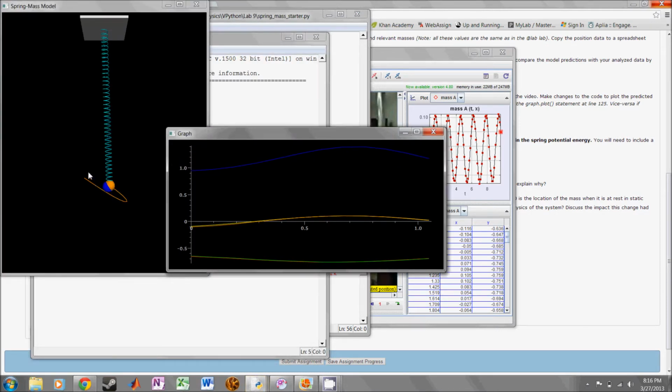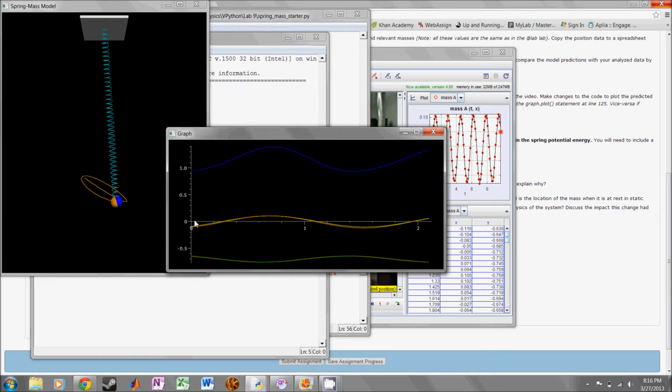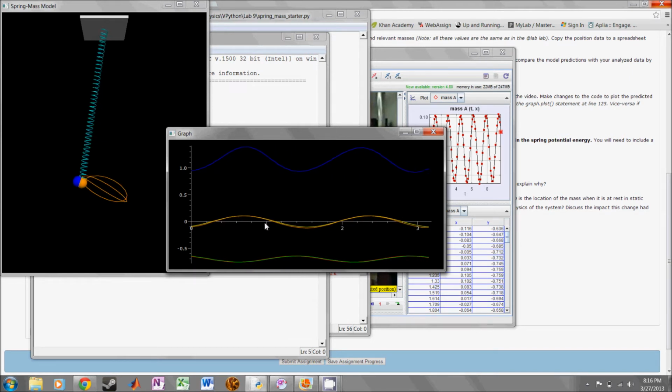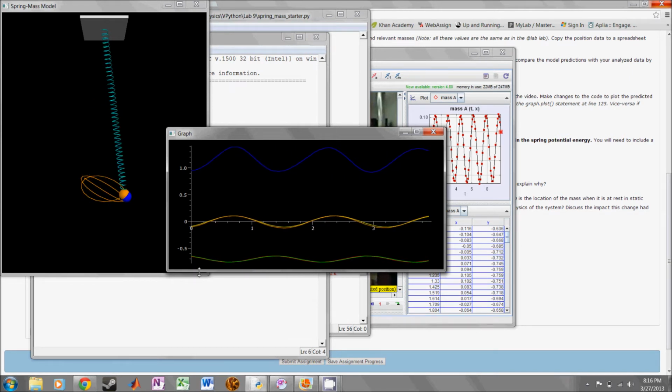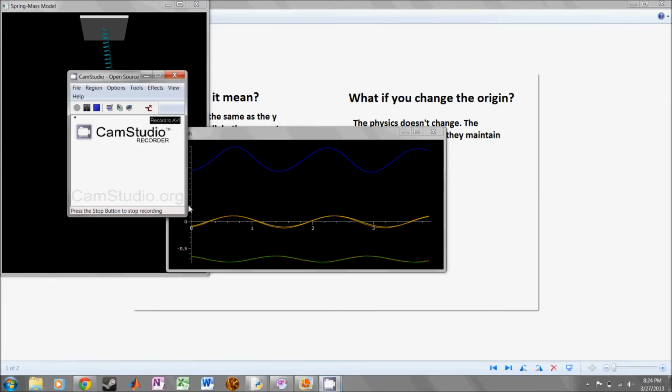As you can see here, the two balls are in nearly perfect unison. We have the X values illustrated by these two lines here, the Y values illustrated by these two lines here, and up here we have the pattern modeling the spring potential energy as the spring goes up and down, powered by this mass here.